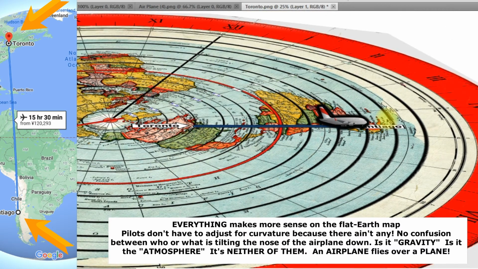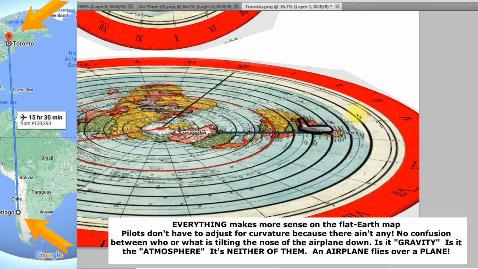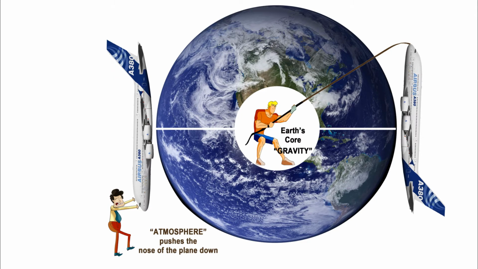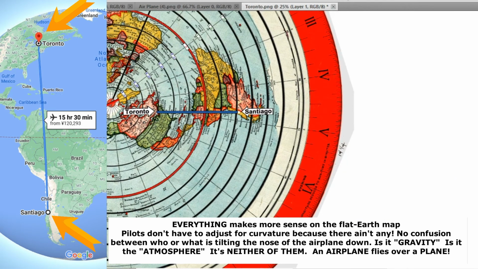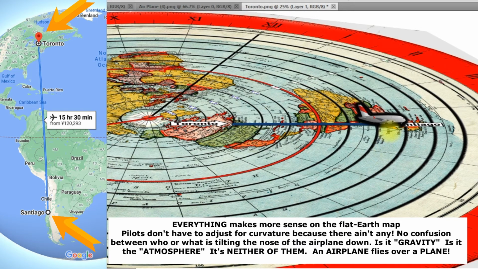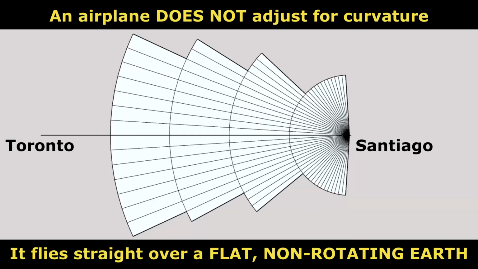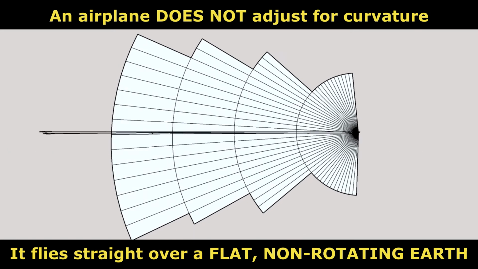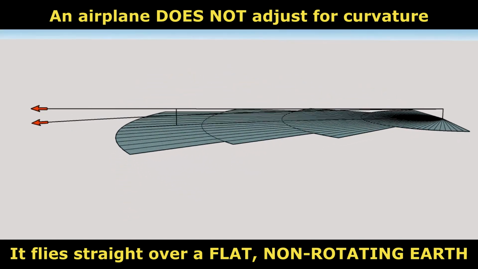Makes way more sense than if you compare to flying over above Earth. Here's again a flat Earth map. This flight goes from South America to North America, crossing the equator, no problems at all. No magics of gravity, nothing. Just flying. This is how it looks like on the flat Earth map. This is what we observe. No confusion here. And here we have the same situation from Santiago to Toronto. This is a view from the top, of course. An airplane does not adjust for curvature because there is no curvature. It flies straight over a flat, non-rotating Earth.